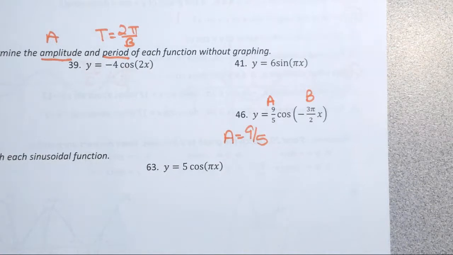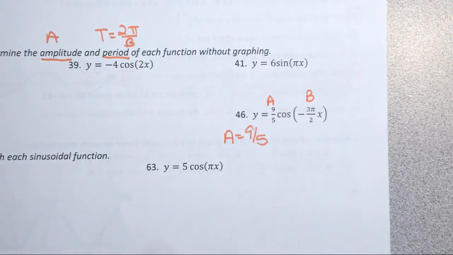Now, you have to take a moment and think. Is the B negative 3 pi over 2, or is the B 3 pi over 2? 3 pi over 2. Why? Oh wait, no, it can be negative. Why can't frequency be negative? Because you're counting the number of curves between 0 and 2 pi. Can you have negative curves between 0 and 2 pi? No. So even though there's a negative there, we're going to kind of ignore it, just like we do with amplitude. It just tells me my graph is going to flip over the y. I'm not asking to graph it, so it doesn't matter.